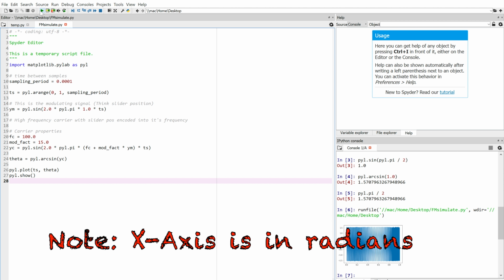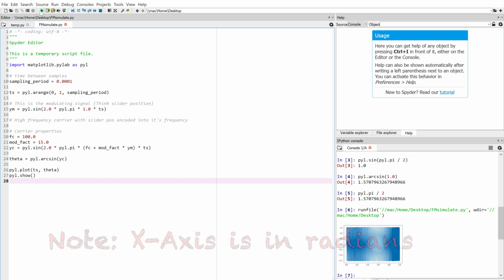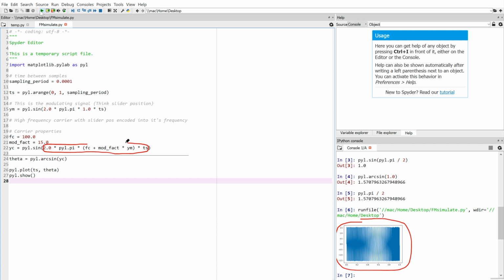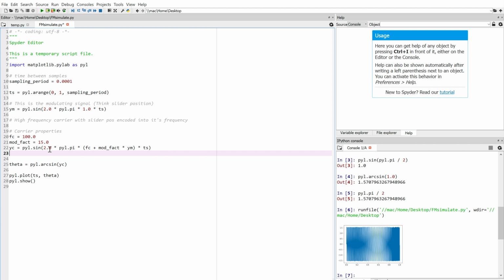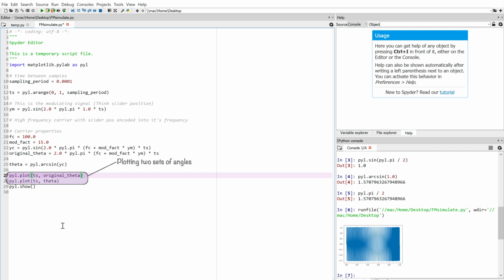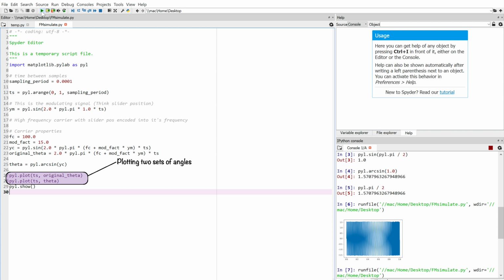Well, here's the result. The question is, is this even correct? The only way to know for sure is to compare this set of angles that was just plotted here to the original set of angles that produced YC in the first place. Just to make what we're doing a little more clear, I'm going to grab the original set of angles from here and then assign them a logical name. Now that we have clearly defined our two sets of angles, we can overlay both of them on the same graph like so. Let's take a look.